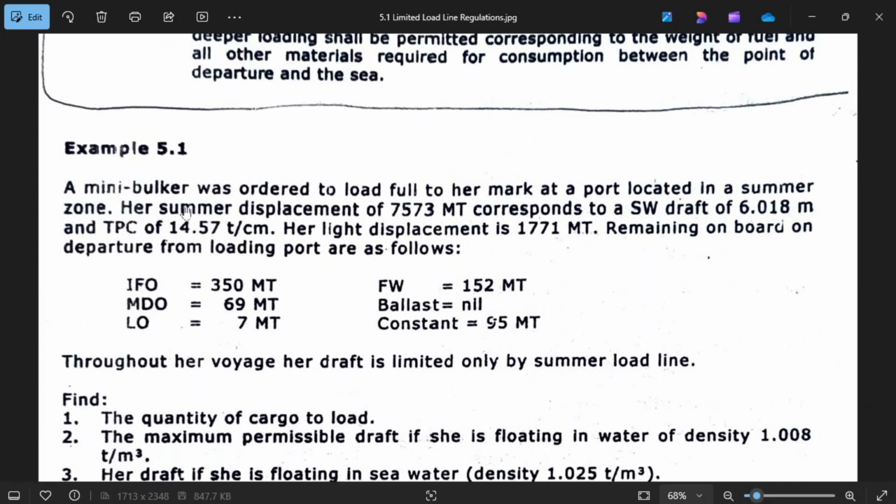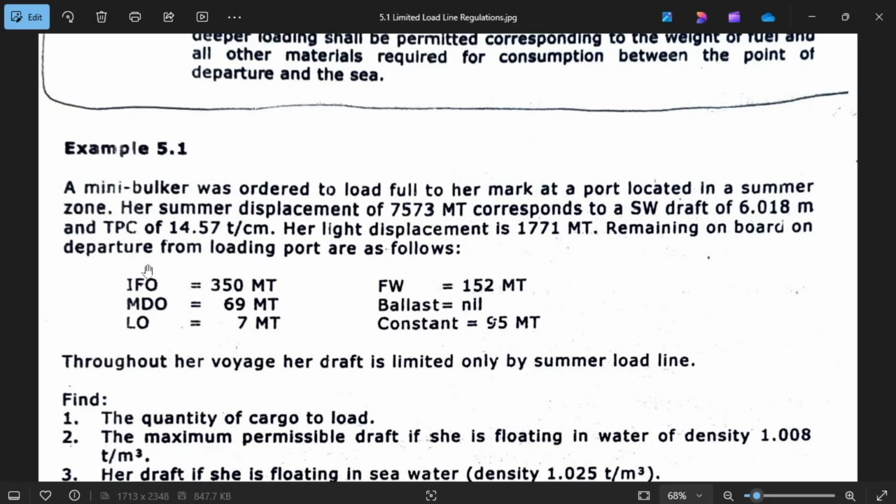It says here a mini bulker. This is a four hold vessel ordered to load full to her mark at a port located in a summer zone, meaning the loading port is in a summer zone. Her summer displacement is 7573 metric tons, corresponding to the saltwater draft of 6.018 meters and the TPC of 14.57 tons per centimeter, and her light ship is 1771 metric tons.